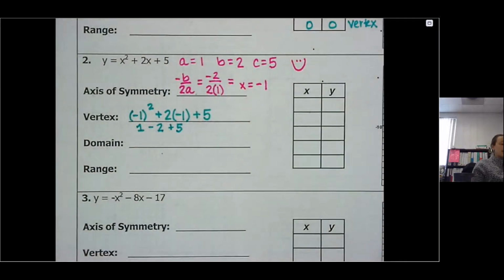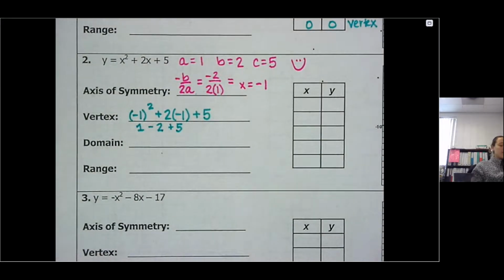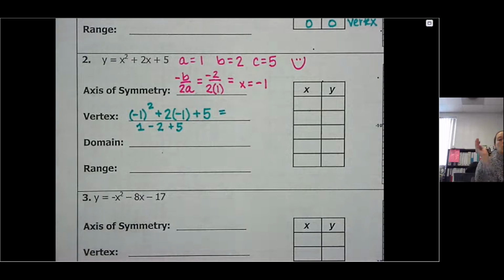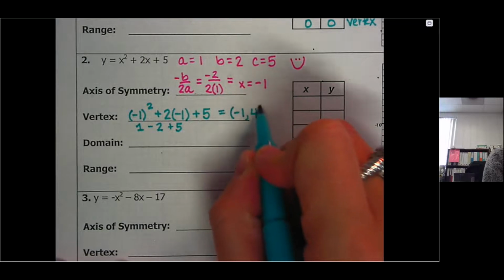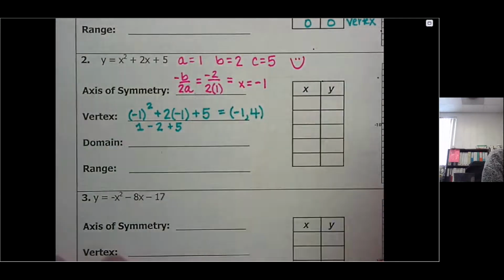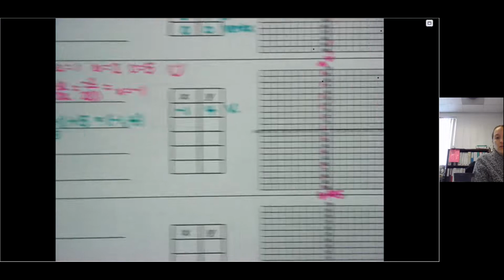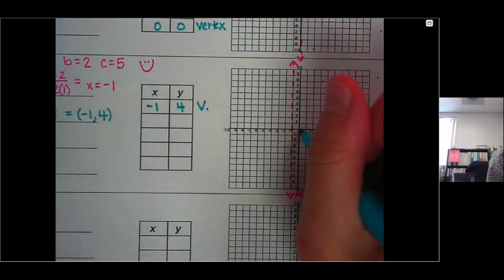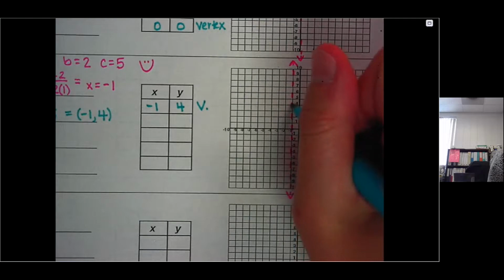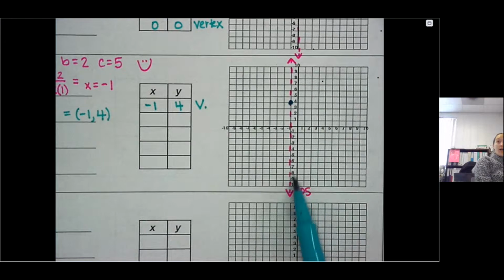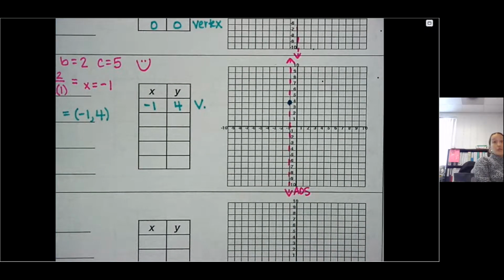So what is one minus two plus five? Four. Good. Positive four. So your vertex is at what point? Well, what's the whole coordinate? Negative one, four. Good. There's your vertex. So if you want, we can put that as our very first point in our chart. Negative one, four. I'm just going to put a V by it for vertex. And my graph's got to be going up. Remember, it's a happy face. So look, your vertex should always be on your axis of symmetry. Always. If it's not, then you're doing something wrong.